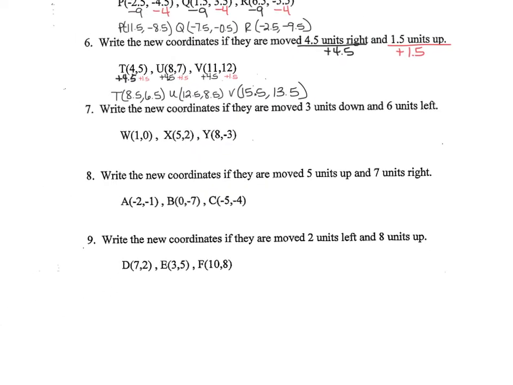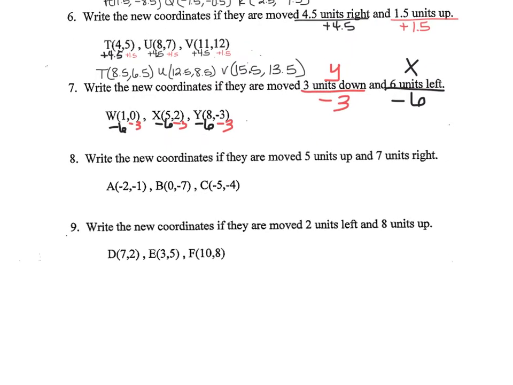Number 7, 3 units down. They gave you the y value first, so be careful. 3 units down, subtract 3 from all of your y values. 6 units to the left, that's your x, and those are negative numbers also, so minus 6 from your x's.